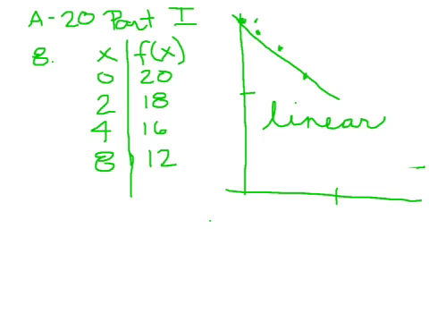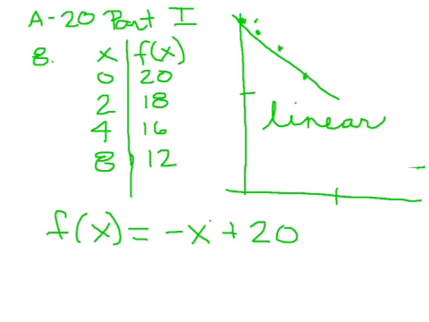So I'm looking, and I have to get from 0 to 20, 2 to 18. So I notice that the bigger x is, the smaller y is. So I'm going to try this. F of x is equal to the opposite of x, and then I'm going to add 20 to that. There you go, because that's going to work for me to see if it's 0, right?